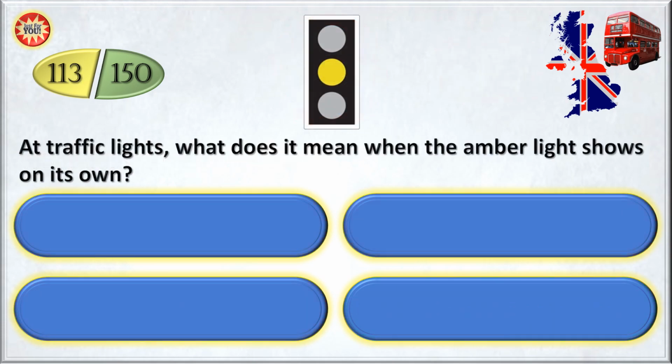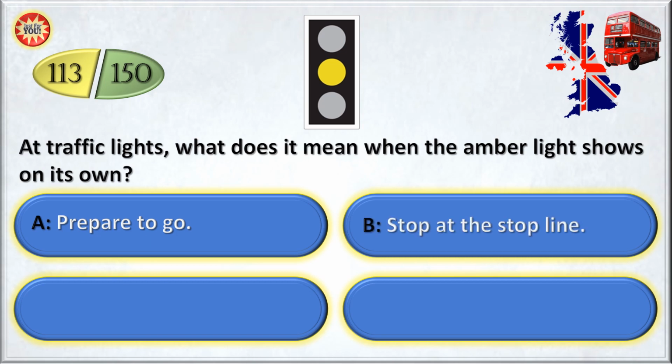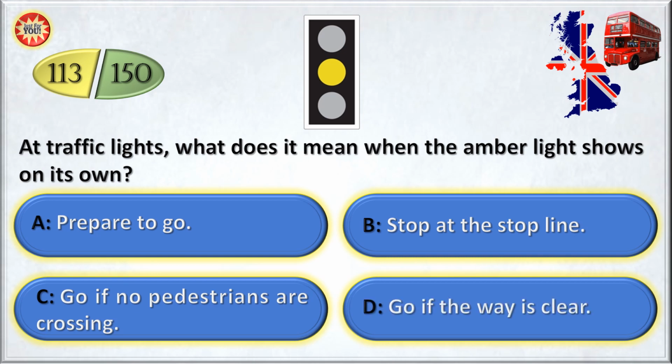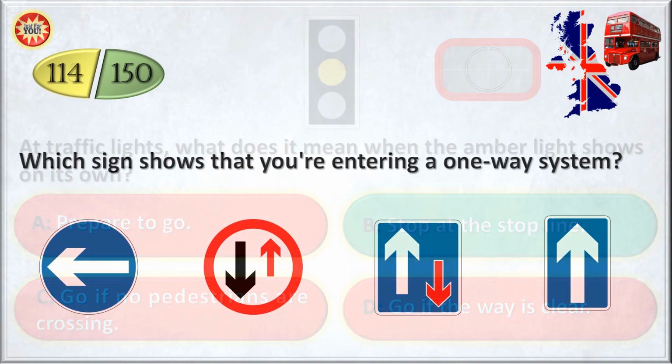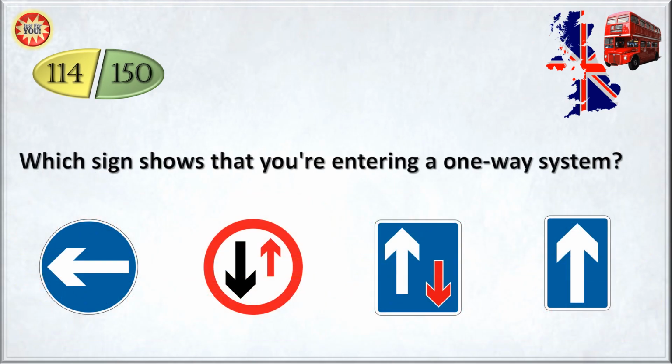At traffic lights, what does it mean when the amber light shows on its own? Prepare to go. Stop at the stop line. Go if no pedestrians are crossing. Go if the way is clear. Stop at the stop line. Which sign shows that you're entering a one-way system?